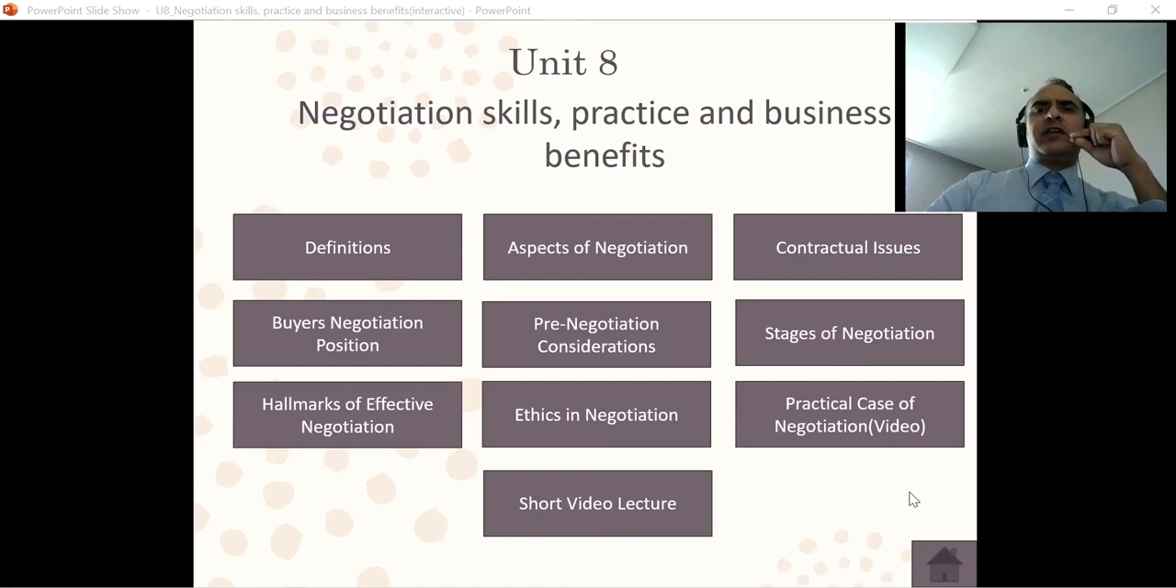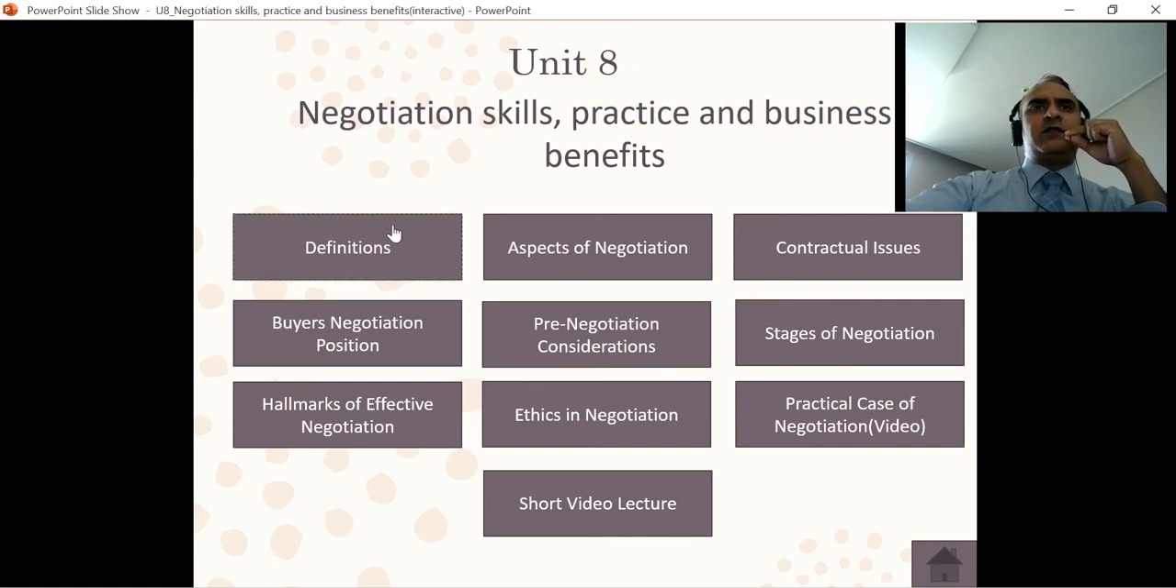Today we're going to be talking about negotiation skills, how we do these negotiations in the supply chain. This is a very important unit, not in terms of content, it doesn't have long content, but of course negotiating those kinds of supplies is going to be very critical. So let's talk about a couple of things here.